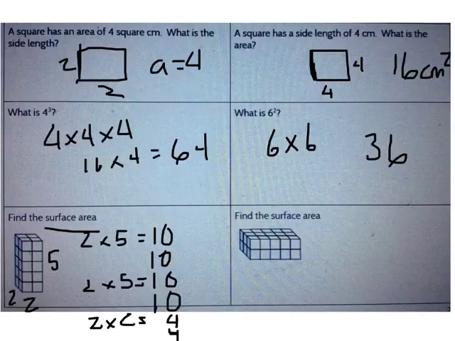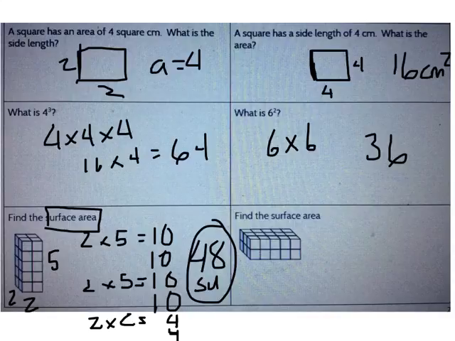Remember, to find surface area, I'm finding the total area of all the faces of the shape, like I'm covering it with wrapping paper. Now I can add all of those areas up. What's 10 plus 10 plus 10 plus 10 plus 4 plus 4? It's 48 square units.